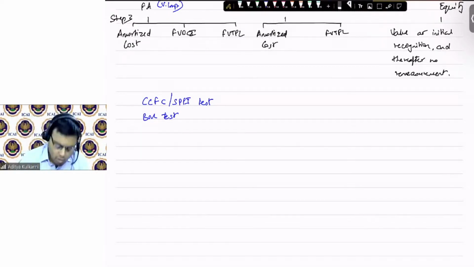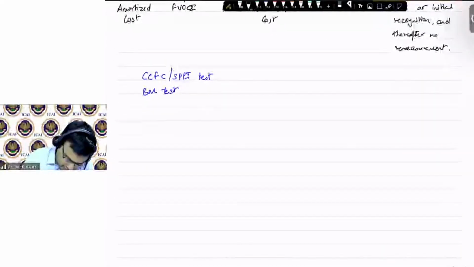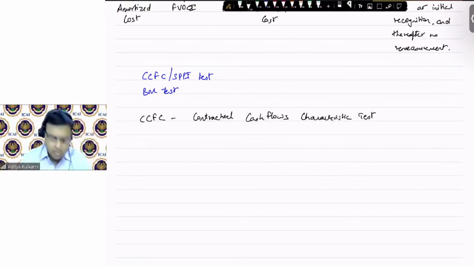Okay, sir, that's a lot of abbreviations. What is this CCFC? CCFC stands for contractual cash flows characteristic test. Number one.